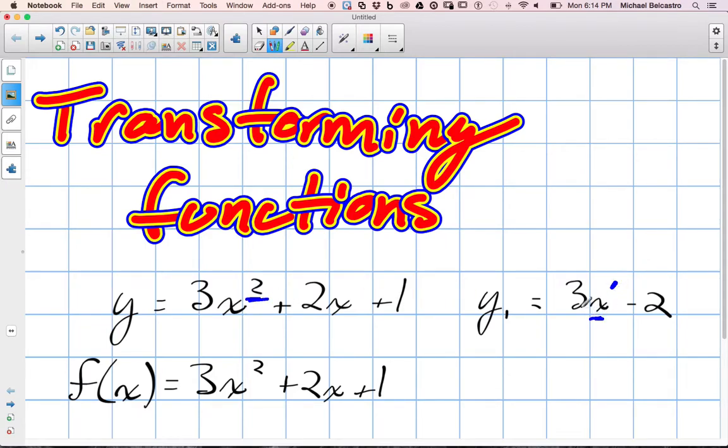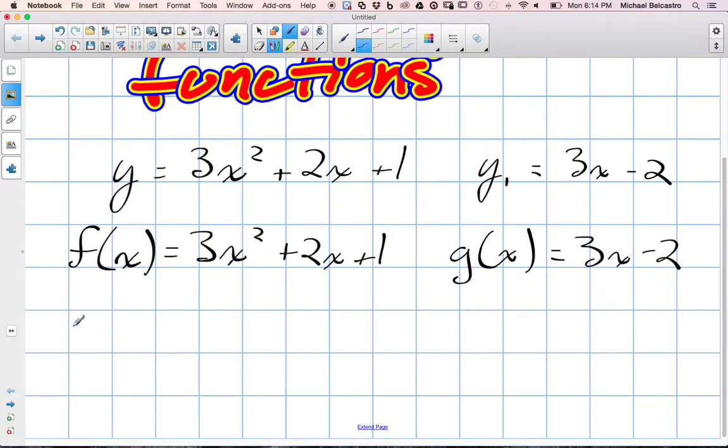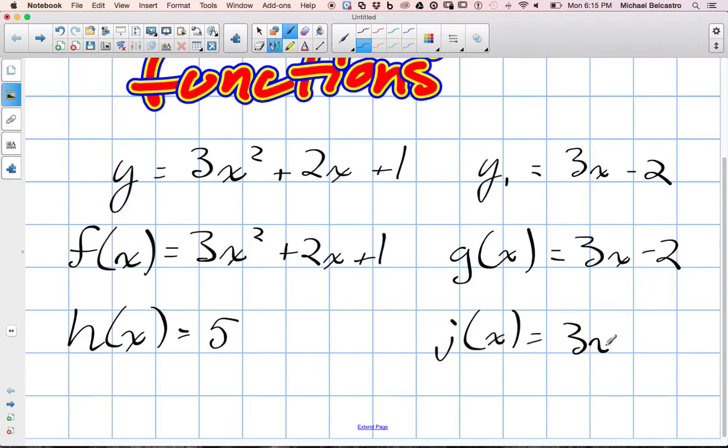We usually don't write the 1. But if I want to represent this now, I wouldn't write f at x. f at x stands for this specific quadratic. I would write a different letter. Let's call it g at x. So the function g with the variable x in it is equal to 3x minus 2. And using this concept, h at x is equal to 5, so just some horizontal line. j is another one, could be equal to 3x cubed.